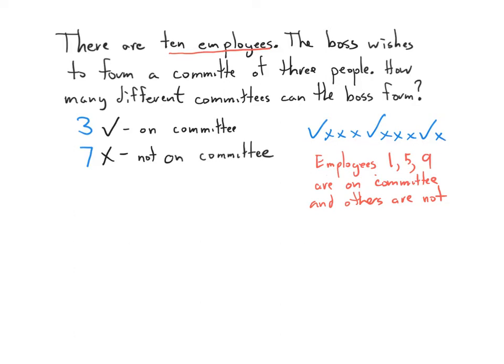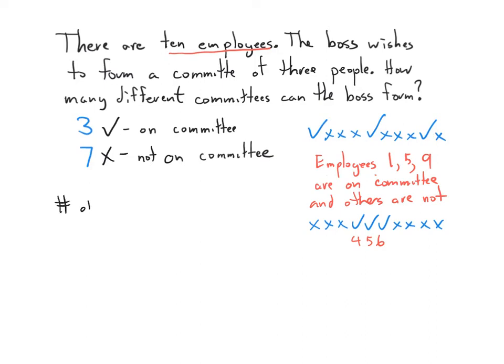I'll do one more just as an example. So if we have X, X, X, check, check, check, X, X, X, X, this tells me that employees 4, 5, and 6 are on the committee, and the other employees, 1, 2, 3, 7, 8, 9, and 10, are not on the committee. So again, any arrangement of these 3 checks and 7 X's gives us a new committee. And we know how to count arrangements of different symbols.